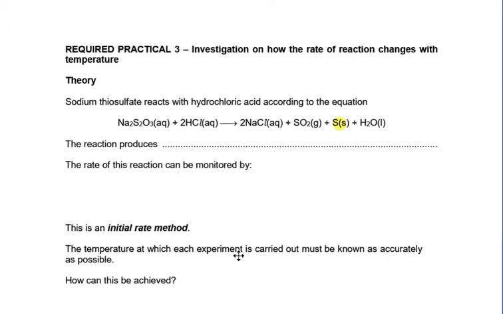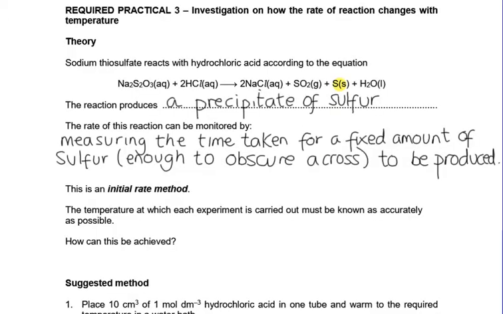disappear. So a precipitate of sulphur. Precipitate is the word we use when we mix two solutions together, so two aqueous things together, and we end up with a solid. And it's that precipitate that's going to obscure our cross. So we're monitoring this by the time taken for a fixed amount of that sulphur to appear. So enough sulphur that makes the cross disappear. So there we go, it's the time taken for enough sulphur to be produced to make a cross disappear.